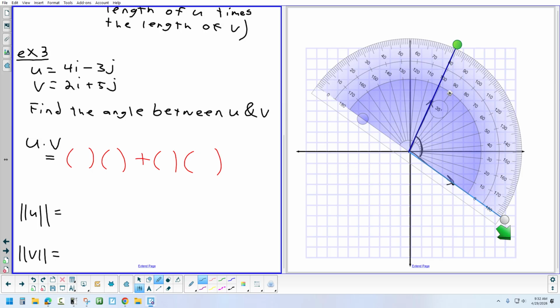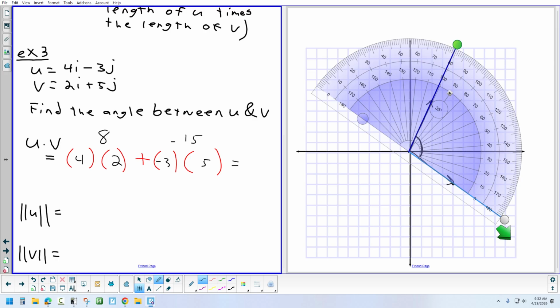4 and 2. Yep. And 3 and 5. 4 times 2, and the second two? Negative 3 and 5. That's going to give me 8 minus 15, which gives me a dot product of how much? Negative 7. Negative dot product is perfectly fine.